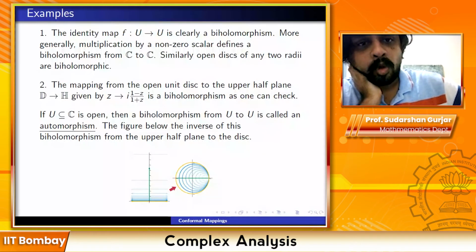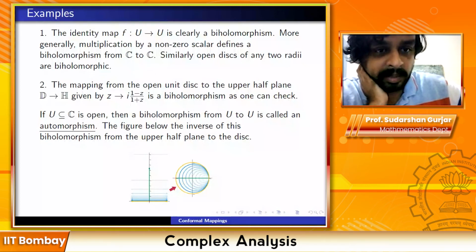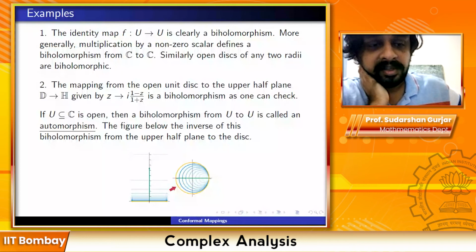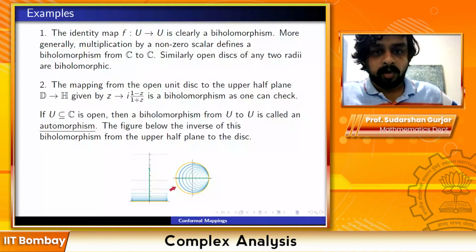So the mapping from the open disk to the upper half plane, D to H, given by z goes to i times (1 minus z) upon (1 plus z), is a biholomorphism, as one can check. But the checking in this case is easy. Once you're given this function, you can immediately write down the inverse function. So since you can write down the inverse function, it's a biholomorphism. If U inside C is open, then a biholomorphism from U to U is called an automorphism.